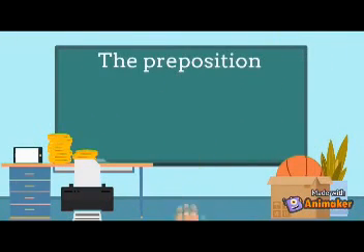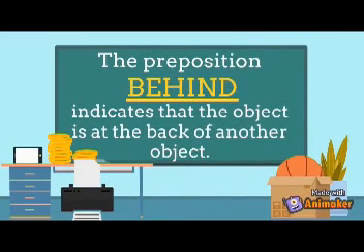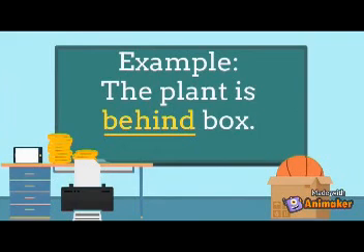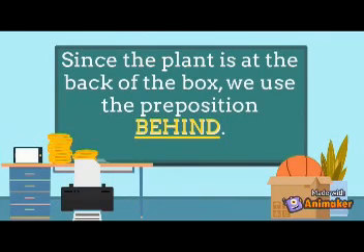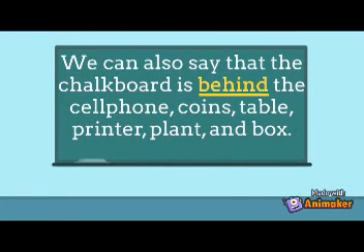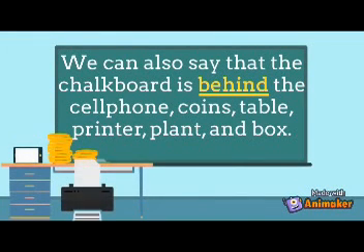The preposition behind indicates that the object is at the back of another object. Example: the plant is behind the box. Since the plant is at the back of the box, we use the preposition behind. We can also say that the chalkboard is behind the cell phone, coins, table, printer, plant, and the box.